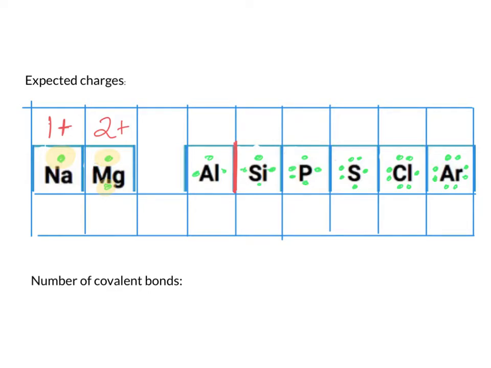Then we see the B group, and we'll talk later about those. Those are a little bit unusual. Then we're going to talk about group 3A, and again we expect it to have a +3 because it's easier to lose 3 than add 5.